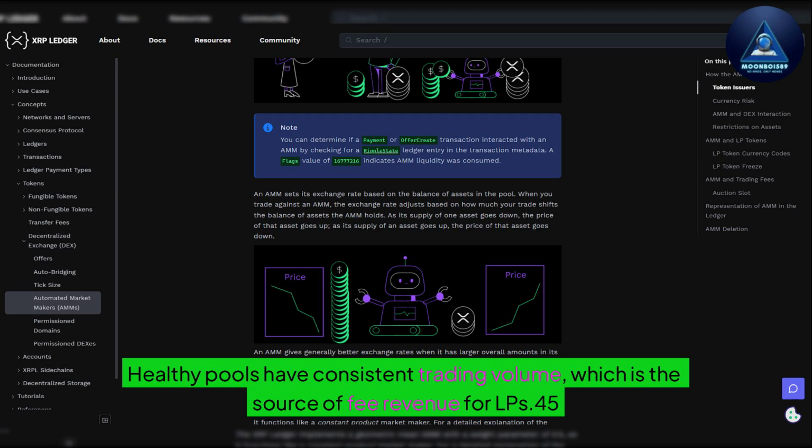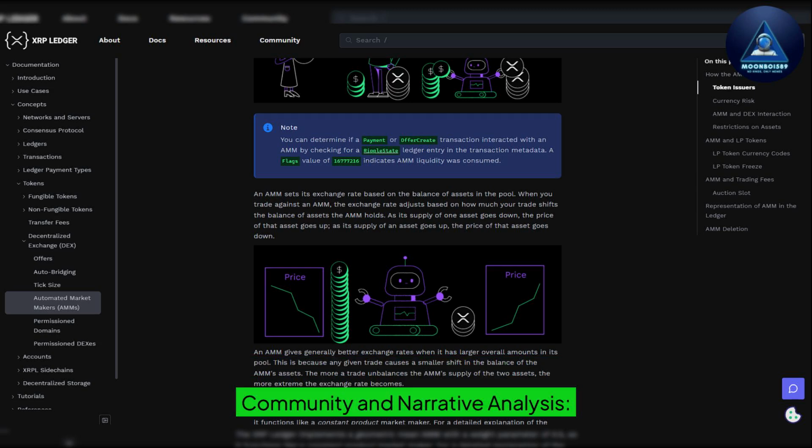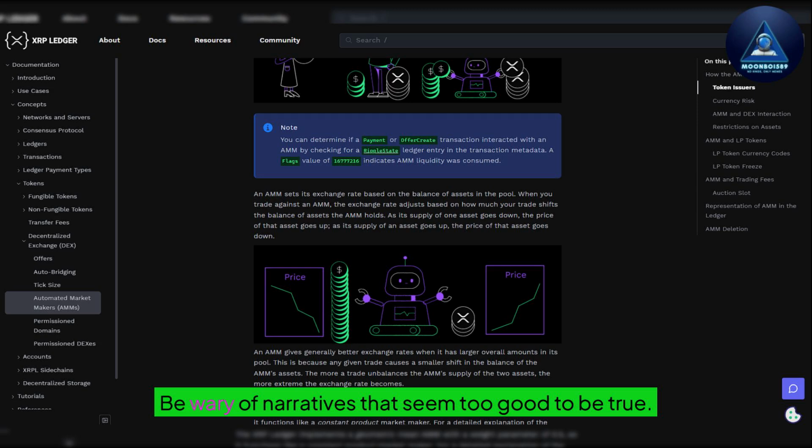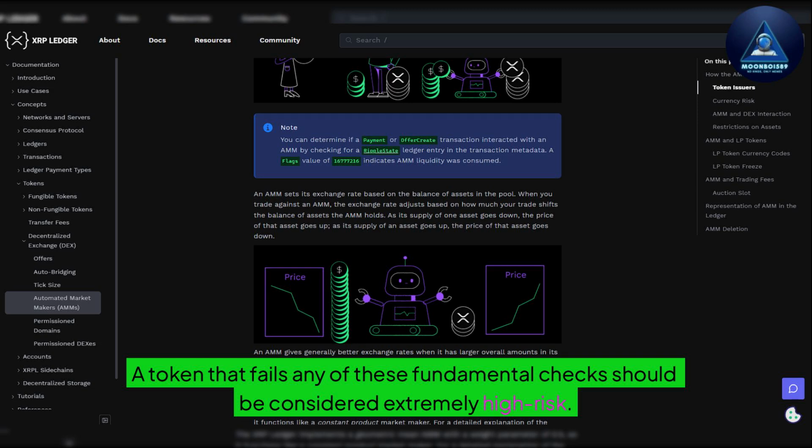Community and narrative analysis. Analyze the tone of community discussions. Is it focused on technology and use cases? Or is it dominated by hype, price speculation, and promises of unrealistic, guaranteed returns? Be wary of narratives that seem too good to be true. A token that fails any of these fundamental checks should be considered extremely high risk. The discipline to walk away from projects that lack transparency is the single most important skill for a liquidity provider.